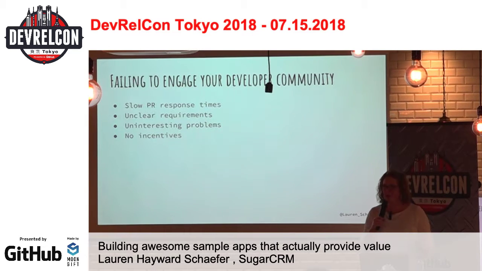If you have a slow pull request response time, people forget what they were working on. They don't have time to work on it anymore. So you want to make sure you're getting back to your pull requests very quickly. If you have unclear requirements, people aren't going to be able to jump in. If you have uninteresting problems, people don't want to jump in. And if you don't have incentives, people aren't going to join you.